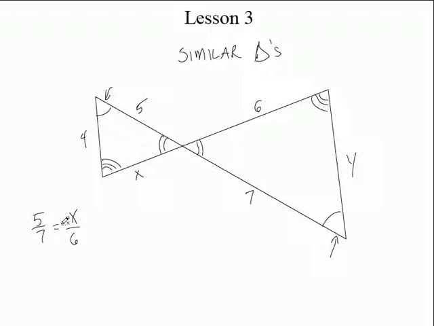Couldn't you? You could cross multiply, but since x is already on the top, watch. Just multiply this by 6. That cancels out. Multiply this by 6. So what do we get? X is 30 over 7.